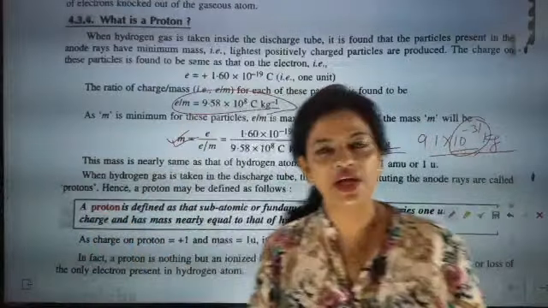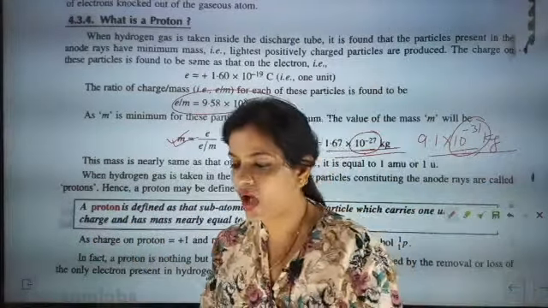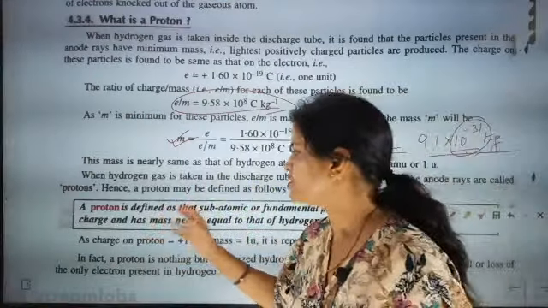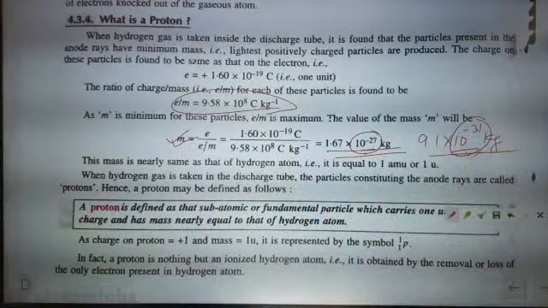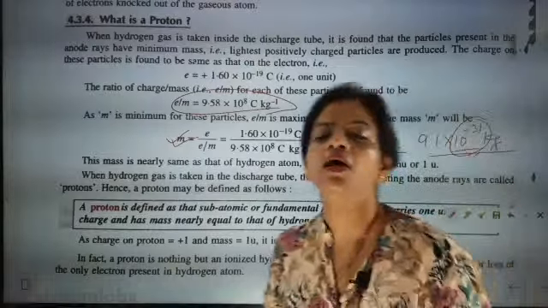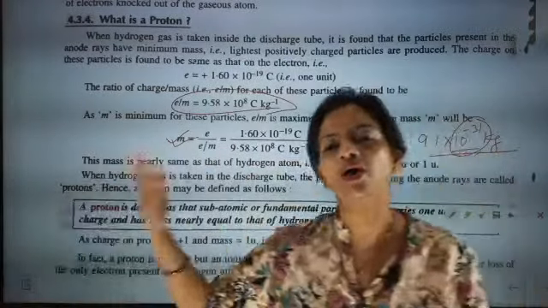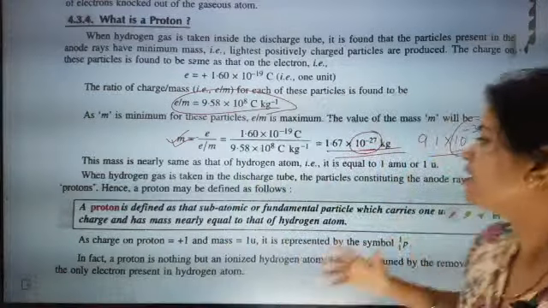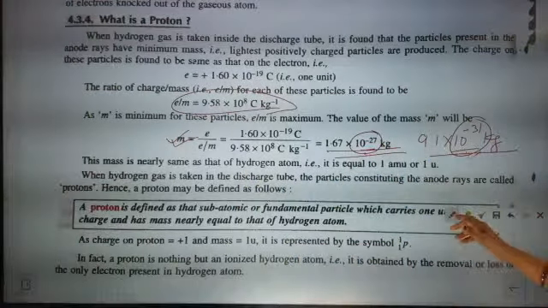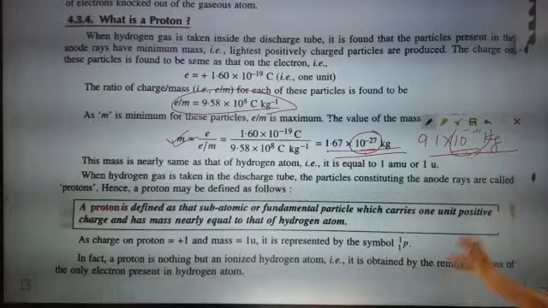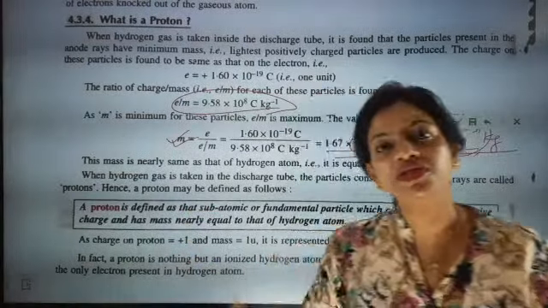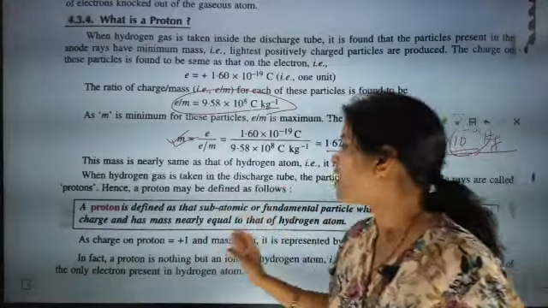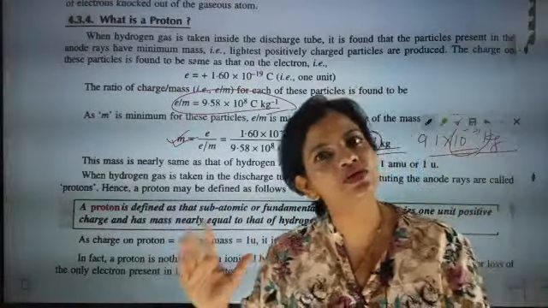So we understood that protons are positively charged. So how to define proton? A proton is defined as that subatomic or fundamental particle. See beta, the subatomic particles are also called fundamental particles. So protons are defined as the subatomic particle or fundamental particle which carries 1 unit positive charge, and has mass nearly equal to that of hydrogen atom.